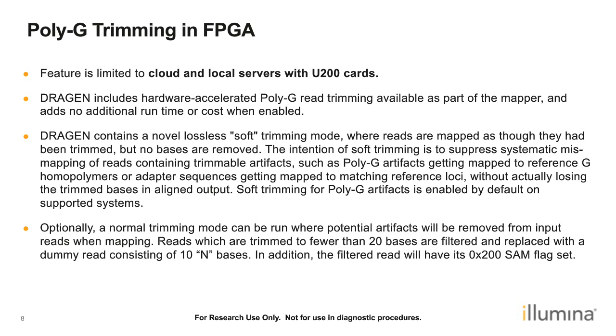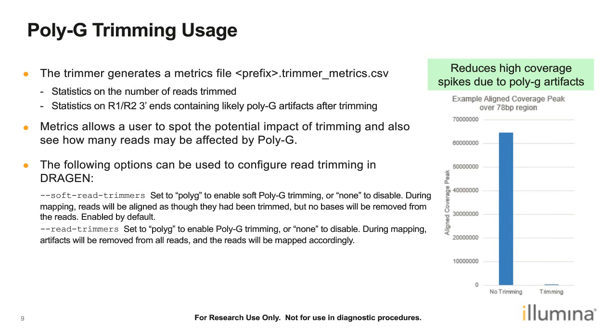Of course, when we're doing the Poly-G trimming, we are also putting out a trimmer metrics file, again in a CSV format like we normally do for all our metrics. And that gives you a summary of what the situation was with the Poly-Gs in your sample specifically. So that file is available, so that you can look at what was done specific to the sample when we did this operation on that sample.